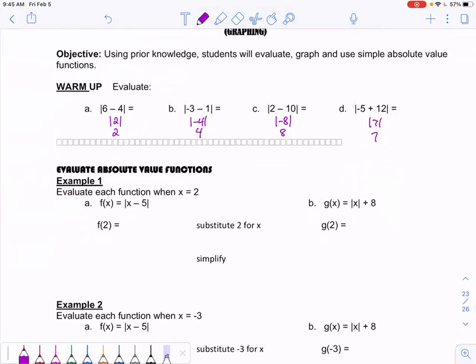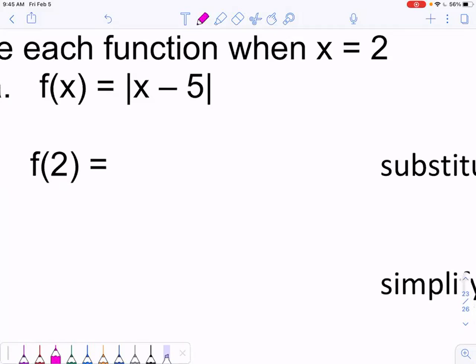Okay, so we're going to look at evaluating absolute value functions. What we want to do is evaluate each function when x equals 2. So we looked at this before, where you put f of x, it's a function of x, and what you do is you plug it in. So when you see f of 2, you're going to plug in 2 where x is into the function. Does that make sense how it's written there?